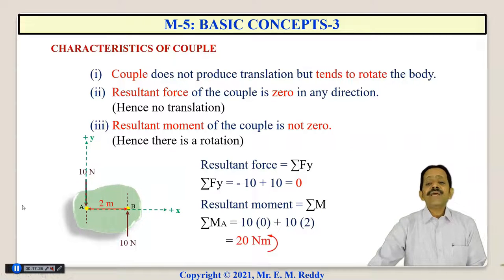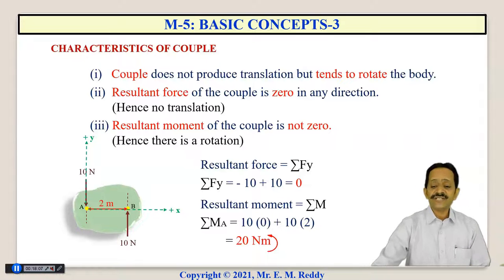the resultant moment is the algebraic sum of the moments of these two forces. So the moment of 10 Newton which is acting at point A is 0 because the line of action is passing through A, and the moment of 10 Newton which is acting at B about point A is 10 into perpendicular distance 2, that is 20 Newton meter, and the sense is anti-clockwise. So the moment of this couple is 20 Newton meter anti-clockwise. It is not 0. Therefore, the couple will tend to rotate the body.